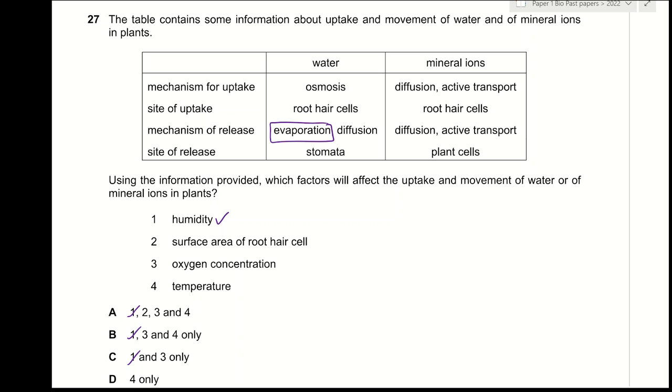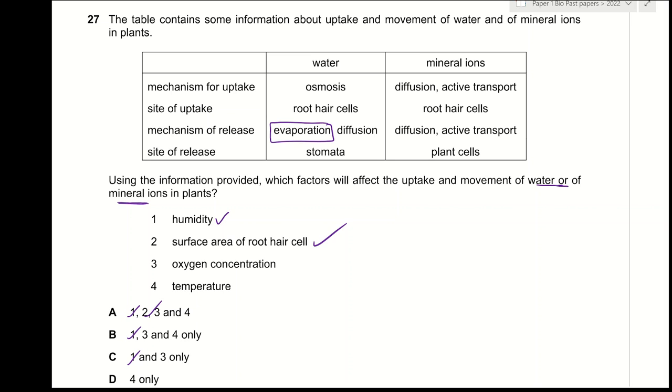Now, 2. Surface area of root hair cell. And by the way, here it says water or mineral ions. Now, surface area of root hair cell. Yes, this is correct. It affects the rate of water uptake because the higher the surface area of the root hair cell, the higher the rate of water uptake. Same with mineral ions. It provides a higher surface area. Therefore, 2 is also correct.